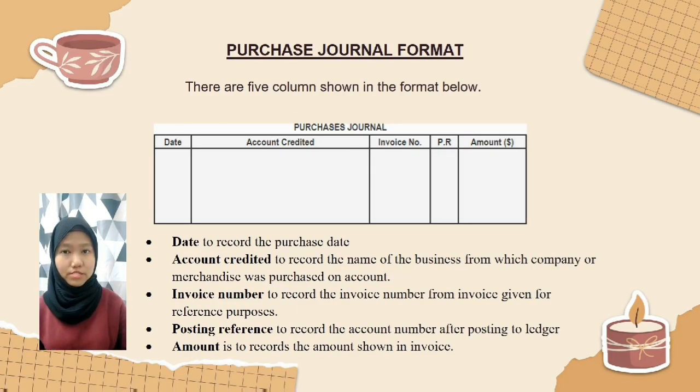For purchase journal format, there are 5 columns as shown in the picture below. Starting from left to right, the columns are date, account credited, invoice number, posting reference and amount. The function of each column: date to record the purchase date, account credited to record the name of the business from which the company purchased merchandise on account, invoice number to record the invoice number from the invoice given for reference purposes, posting reference to record the account number after posting to the ledger, and last is amount to record the amount shown in the invoice.